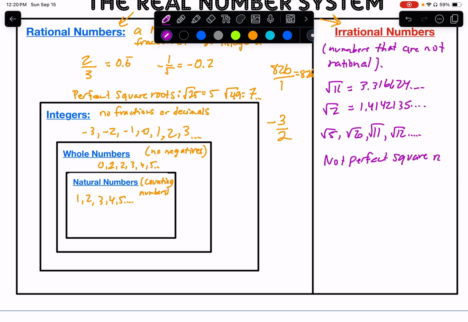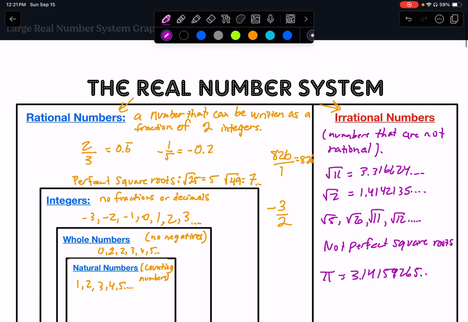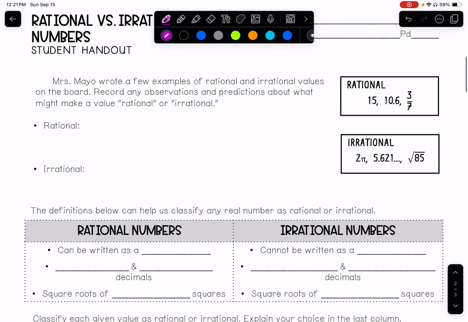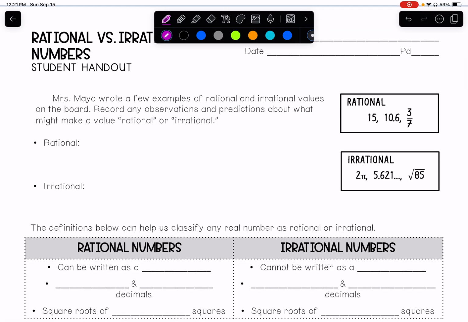Alrighty. Now flip over your page or look at your student handout note page. We're going to go through these examples here. So Mrs. Mayo wrote some examples of rational numbers and irrational numbers on the right side. I want you to write down any observations or predictions you might have about rational and irrational. Like, what about rational numbers makes them rational? What about irrational? So pause the video, write the things you notice about the examples that Mrs. Mayo wrote. Okay, welcome back. So they're whole numbers and decimals, so terminating decimals, decimals that end, and fractions. That's what I noticed. Hopefully you noticed similar things.